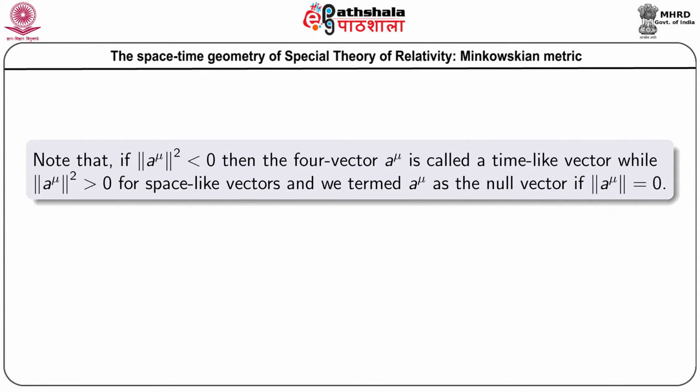Now, see that if the length of the vector is less than 0, that means the norm of a^μ square is less than 0, then the 4-vector a^μ is called a time-like vector, while when the norm of the vector, that is the norm of a^μ square, is greater than 0, it is called a space-like vector, and we term a^μ as the null vector if the norm of a^μ equals 0.